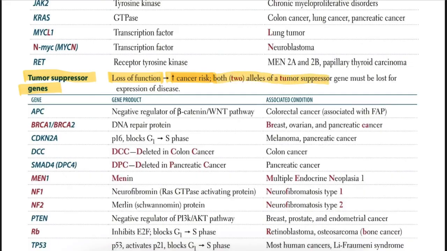Both alleles of tumor suppressor genes must be lost for expression of disease. So it requires mutation in both alleles, a complete loss of suppression, and it is a recessive mutation at the cellular level. We have one mnemonic: oncogenes are like a stuck gas pedal, tumor suppressors are like failed brakes. This is the mnemonic for oncogenes and tumor suppressor genes.